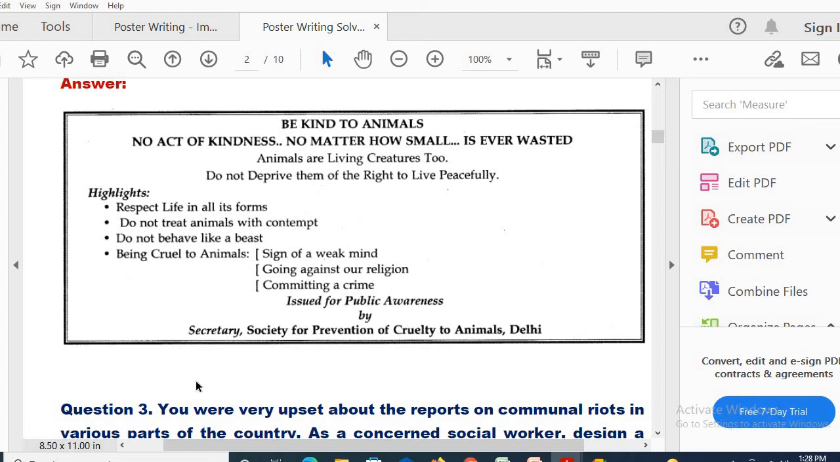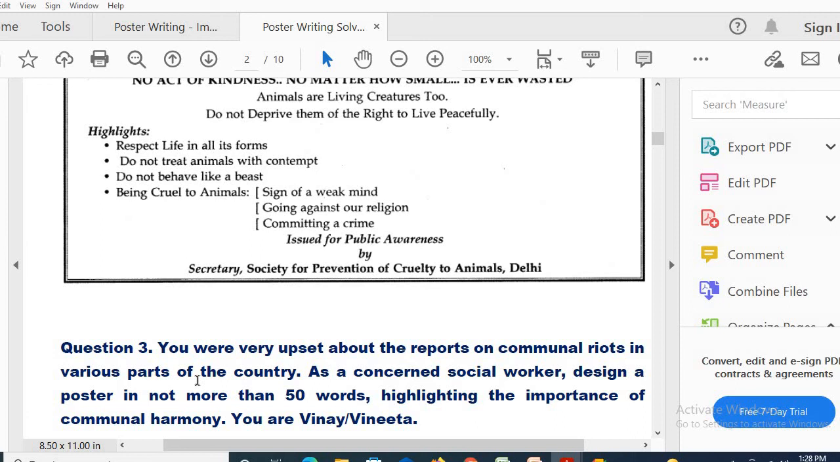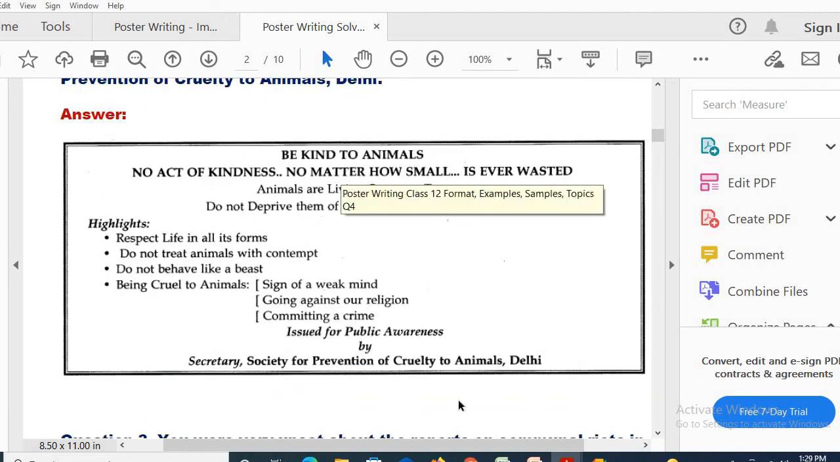Now, what are the highlights? As I told you, you only highlight the points, nothing much. See, respect life in all its forms. Do not treat animals with contempt or hate, we can say. Do not behave like a beast. Being cruel to animals is a sign of a weak mind, going against our religion, committing a crime. Designing, how you will be designing the alphabetical words, which words you will be making in block letters, which one you will be framing in italics. Okay, this alphabetical word designing entirely depends on you.